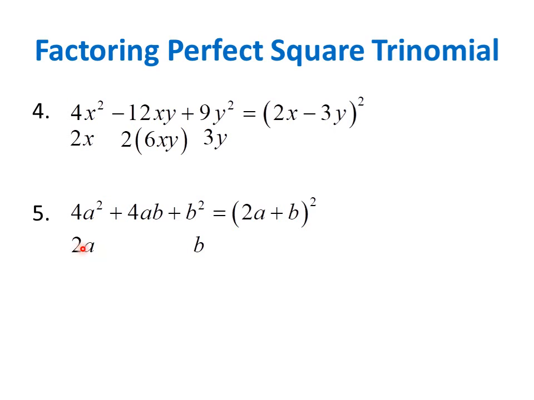Let's multiply these two. 2a times b is 2ab. Twice of that is 4ab. Therefore, this is a perfect square trinomial.